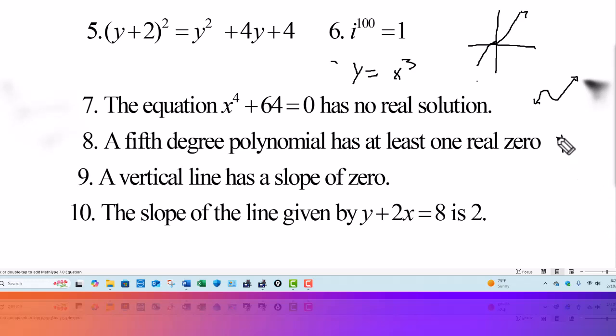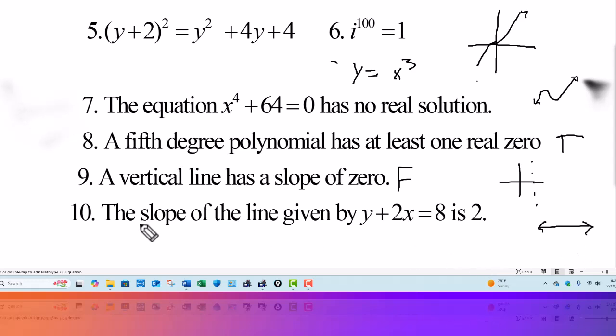This one is true. Number 9, a vertical line has a slope of 0. This one is false. A vertical line has an undefined slope. Now if you got a horizontal line, something like y equals 2, y equals 3, looks like that, the slope is 0. So the slope is 0 for a horizontal line. For a vertical line, it has undefined slope, or sometimes we say it has no slope.